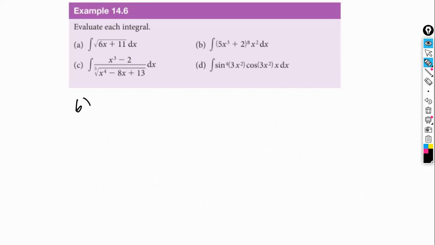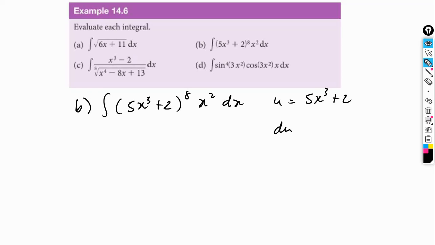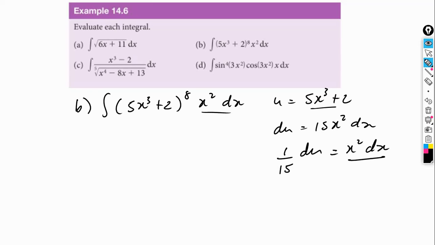Okay, so now B, where they say integrate (5x cubed plus 2) to the power of 8 times x squared dx. Then u would be 5x cubed plus 2, and the derivative of u would be equal to 15x squared dx. In other words, 1 over 15 du is equal to x squared dx. And we're ready to substitute for this, which is this here, and this, which is that there.